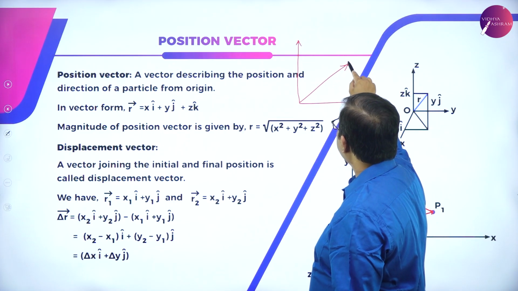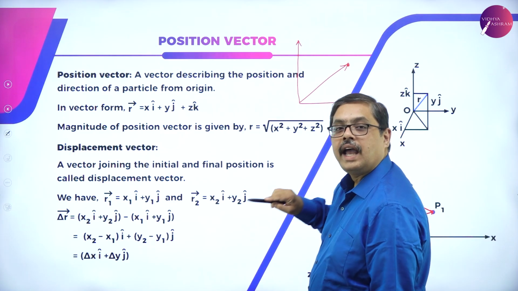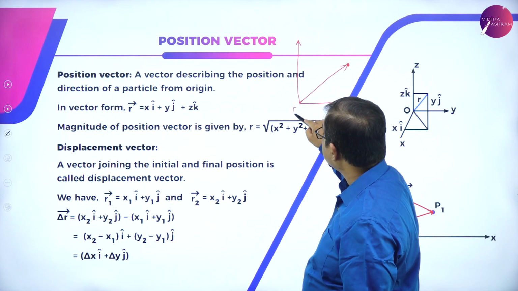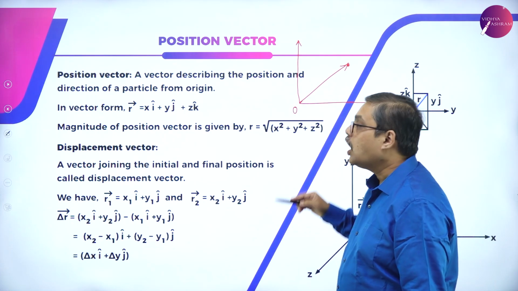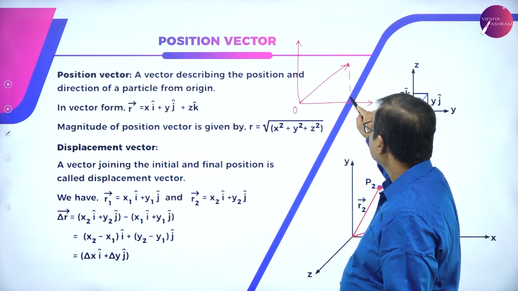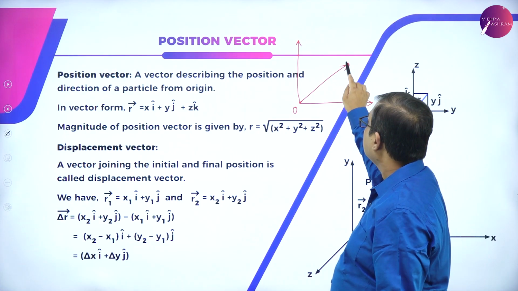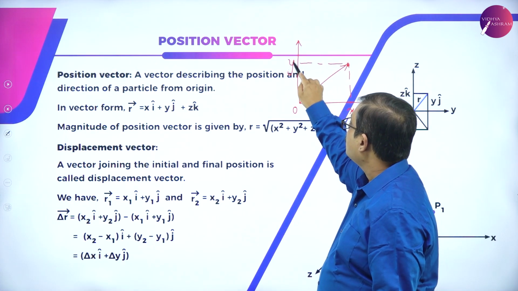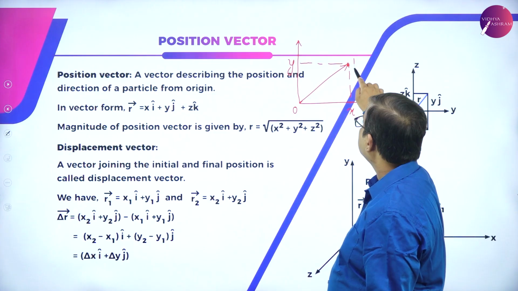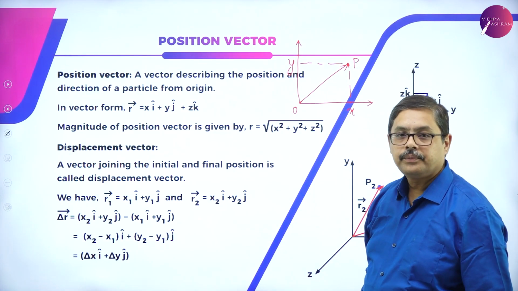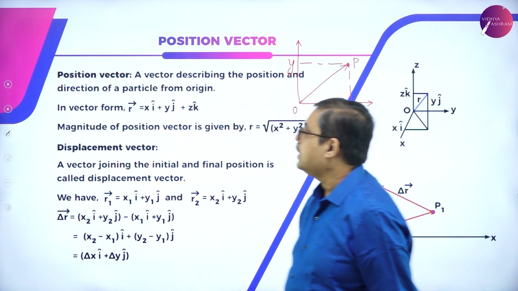I have a particle which is in this position. I draw a vector from the origin up to this point. So how do I say what is the position? This will be the x coordinate and this will be the y coordinate of this particle. So how do I find it?